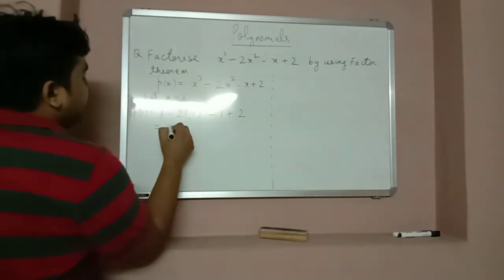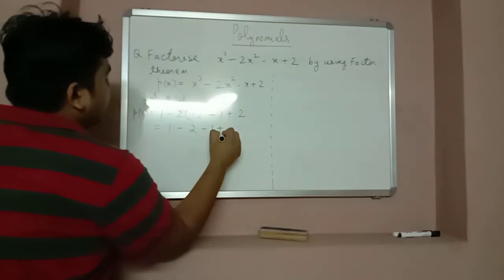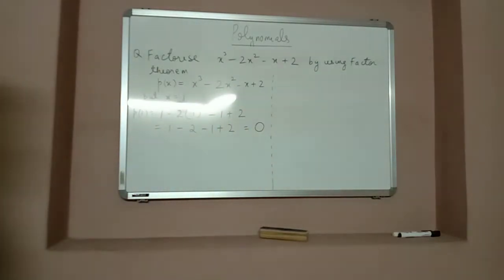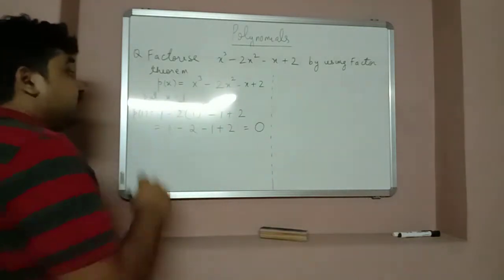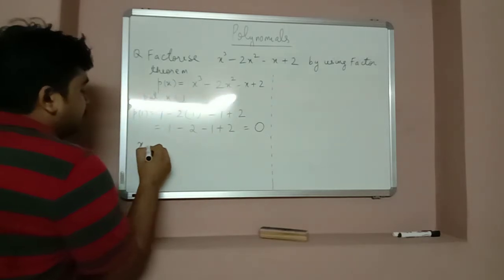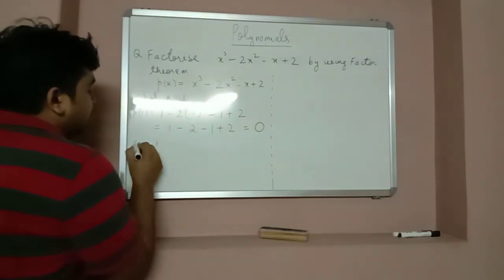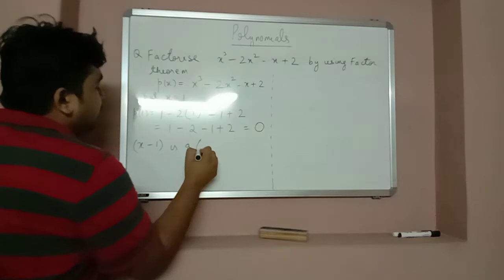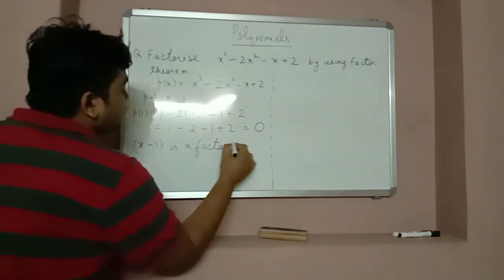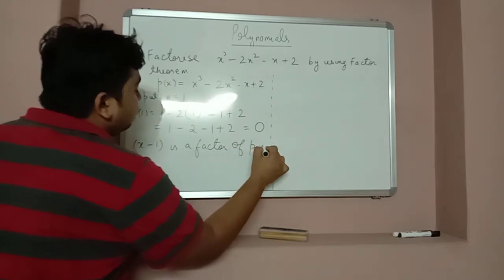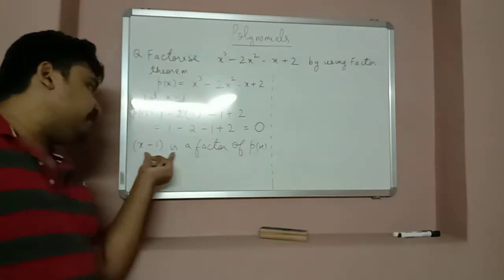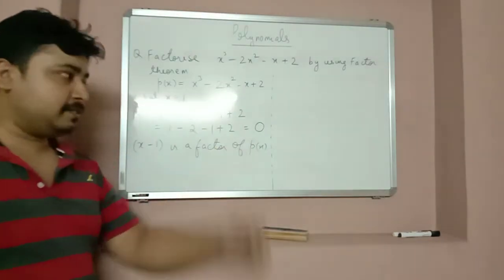On solving we will get 1 minus 2 minus 1 plus 2. This comes out to be 0. So in the first trial we got that p of 1 is 0. Now if p of 1 is 0, according to factor theorem I can say that x minus 1 is a factor of p of x. Since p of 1 is 0, x minus 1 is a factor of p of x.